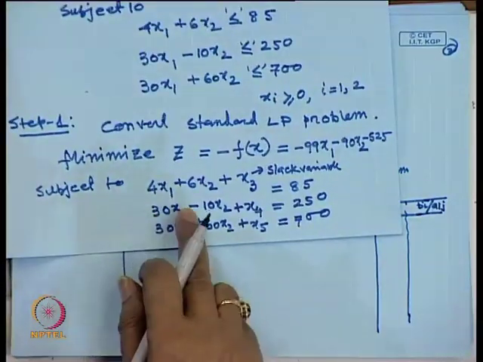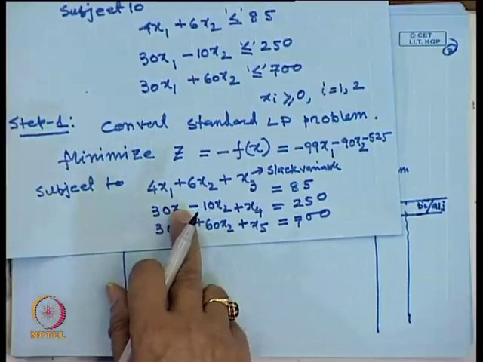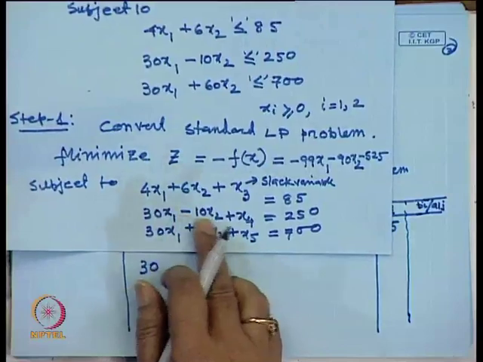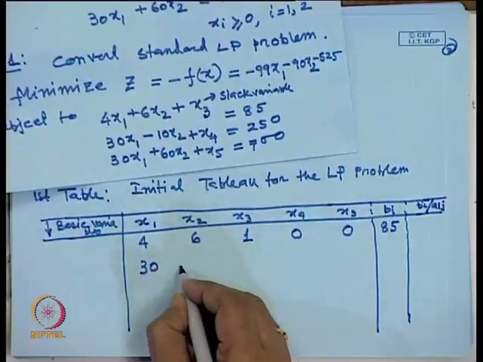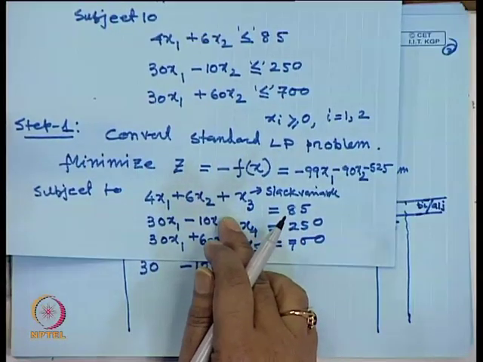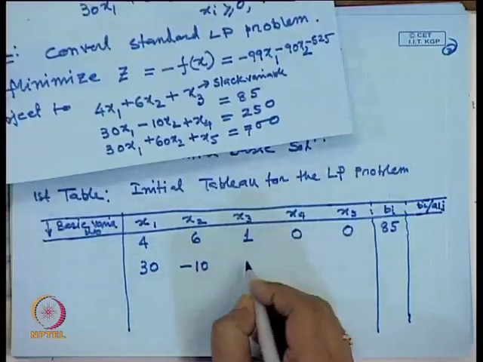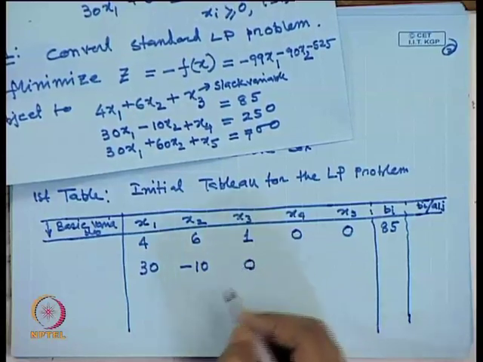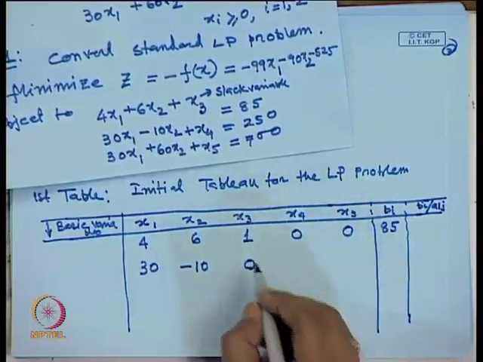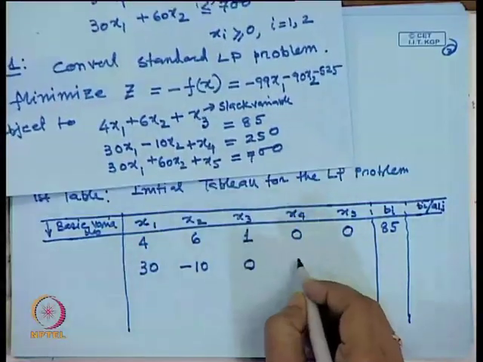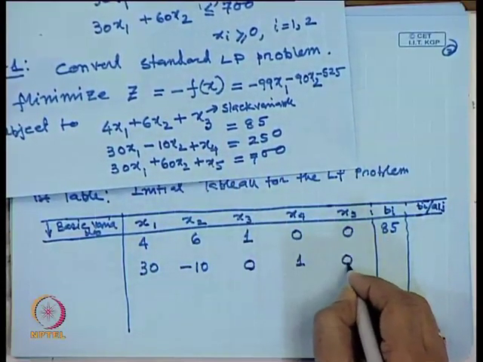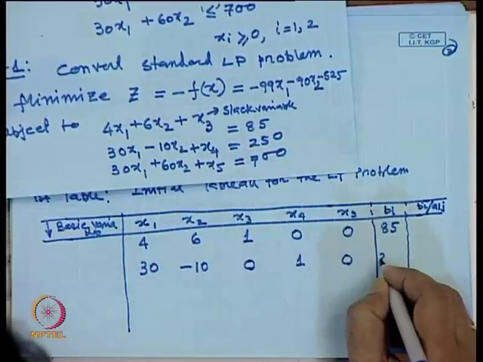Similarly, in this equation, 30 into x1, so the x1 coefficient is 30, then minus 10 into x2, minus 10. There is no x3, that means in other words I can say the x3 coefficient is 0, then the x4 coefficient is 1. There is no x5, so I can assume the x5 coefficient is 0, equal to 250.